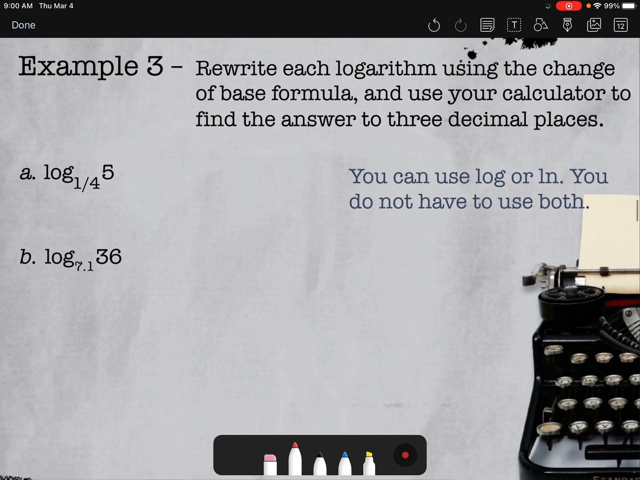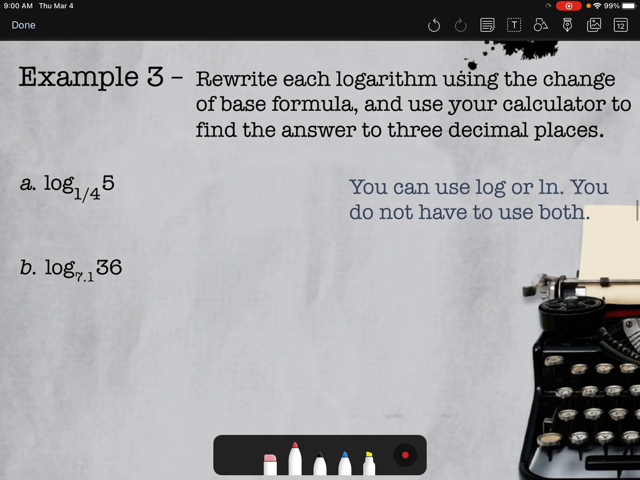So change of base is really important to solve equations. Now it says, rewrite each logarithm using the change of base formula and use your calculator to find the answer to 3 decimal places. You can use log or ln. You do not have to use both. So I would encourage you to use the change of base, even though your calculator will do it for you. So this would be log 5 over log 1/4, or ln 5 over ln 1/4. And so let's see, 3 decimal places it says.